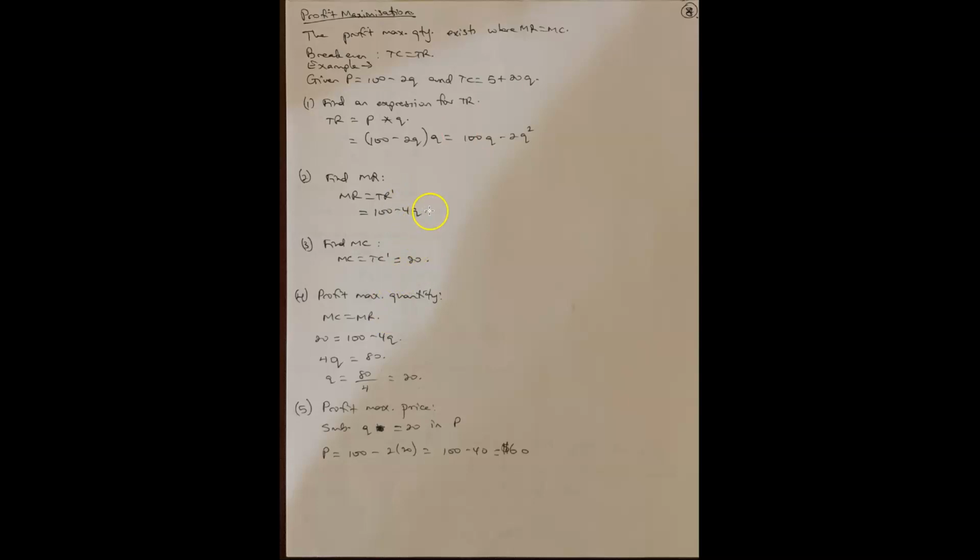Now they ask us for the profit maximizing quantity level. Again, profits are maximized where your marginal revenue is equal to your marginal cost. So we equate marginal revenue and marginal cost here. It doesn't matter really how you do it. So 20 as marginal cost is equal to 100 minus 4Q. When we rearrange that, 100 minus 20 will give you 80, so 4Q is equal to 80. Therefore, Q will be 80 over 4 to give you 20. So your profit maximizing quantity will be 20.